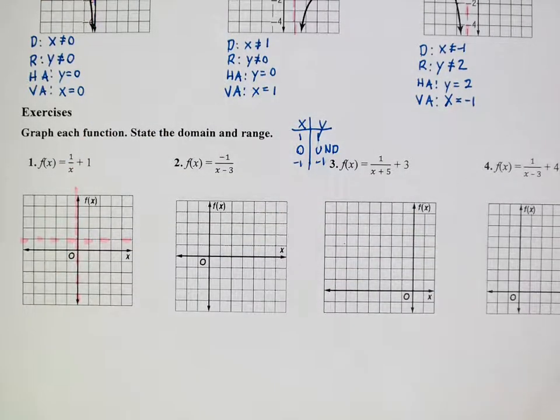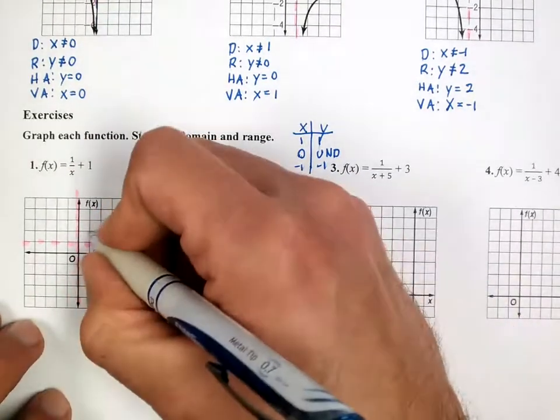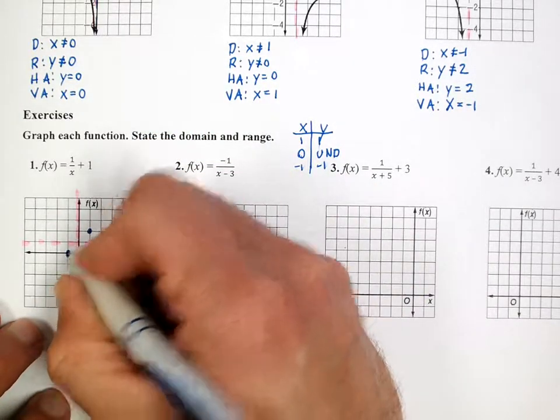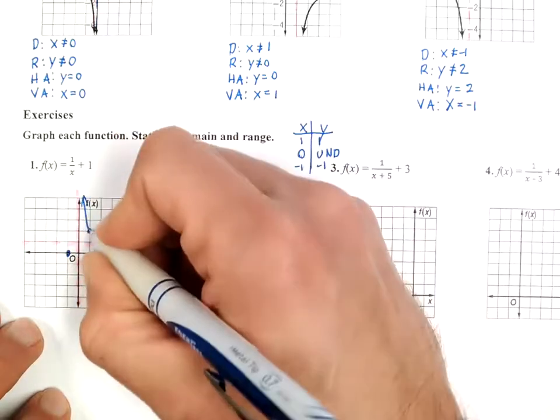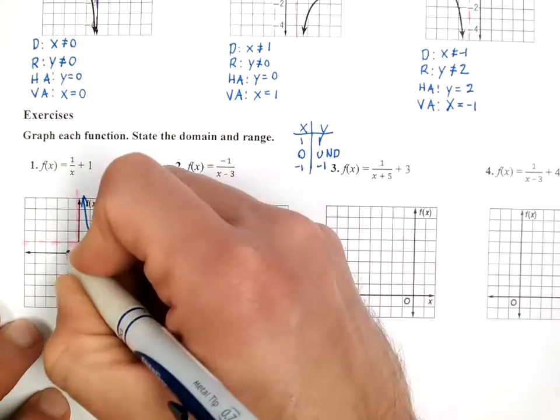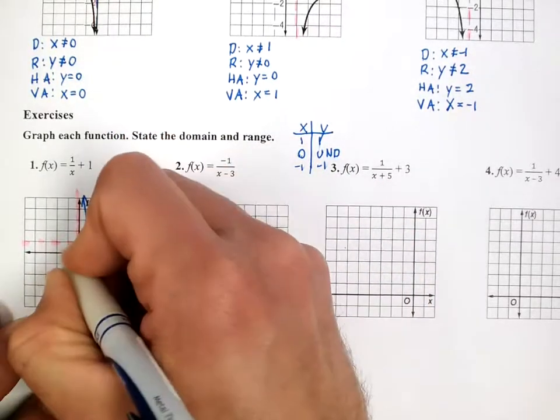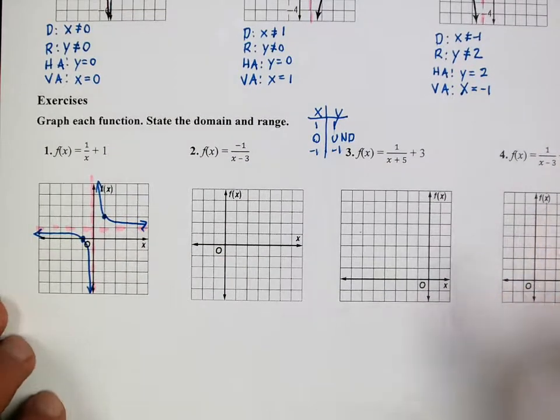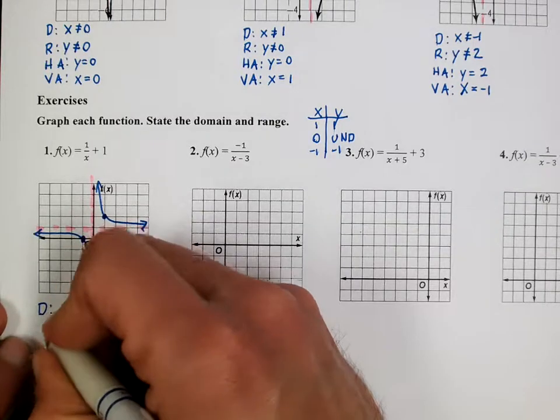Okay. I'm going to graph this. I'm going to follow these points. I have 1, 1. I have negative 1. If this is 0, 0, negative 1 would be right here. And I'm just going to try to get close to the horizontal and vertical asymptote, but don't go through it. Okay? Now we're going to talk about domain and range on this one.